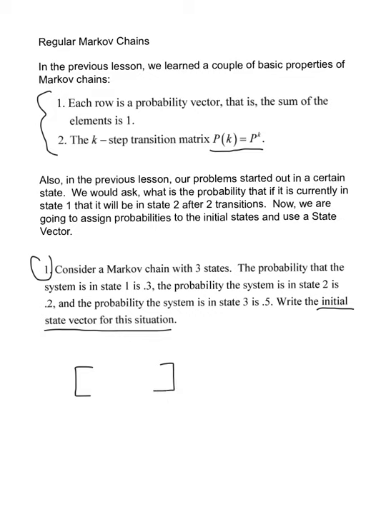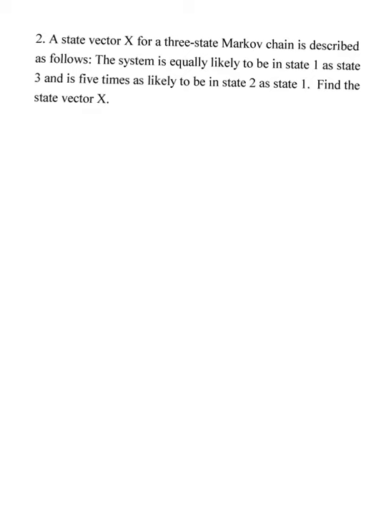We've got our 3 states, 1, 2, and 3. All we do is put our probabilities in. State 1 is 0.3, probability of state 2 is 0.2, and then probability of state 3 is 0.5. That's an initial state vector. Easy as that. Moving on. We're going to use that a bit more.